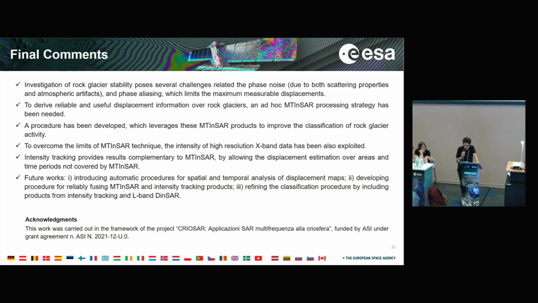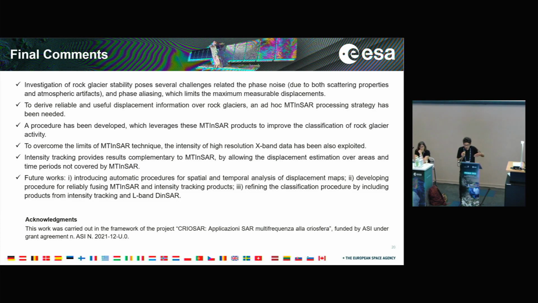This is just a summary of what I have already said during my presentation. I would like to stress the fact that, in order to derive useful displacement information, we need to provide an ad hoc processing strategy for differential interferometry. And according to this interesting result, we derive an improved classification of the rock glacier. And the intensity technique provides results complementary to the multitemporal SAR interferometric products, because it allows us to provide displacement estimation of areas and periods not covered by the SAR interferometry.